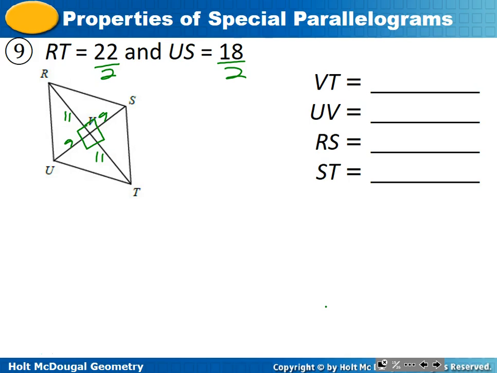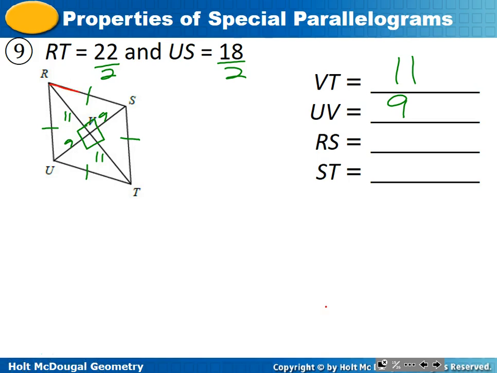So this time, we have that VT is 9, right? No, VT was 11, sorry. And UV was 9. Then we have RS and ST that we're looking for. Now, what we do know also is that all of these sides are congruent. So if we can find one, we can find all of them. So let's find out where RS is.